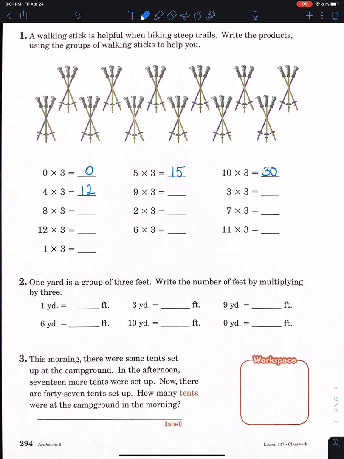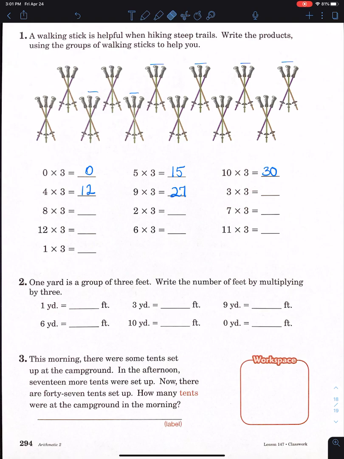Okay, the next one is 9 times 3. One way you can do a multiplication fact for 9 is you can just go to 10 and then subtract the 3. So 10 times 3 is 30, and 30 minus that last 3 is 27, but let's count by 3s anyway. 3, 6, 9, 12, 15, 18, 21, 24, 27. 9 times 3 equals 27.